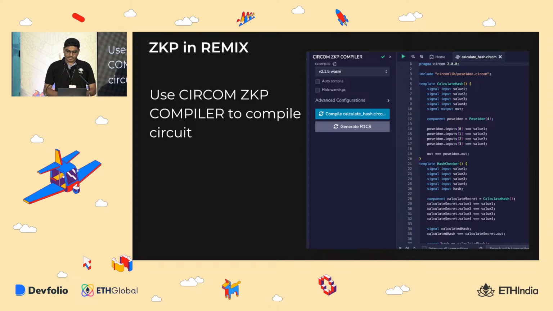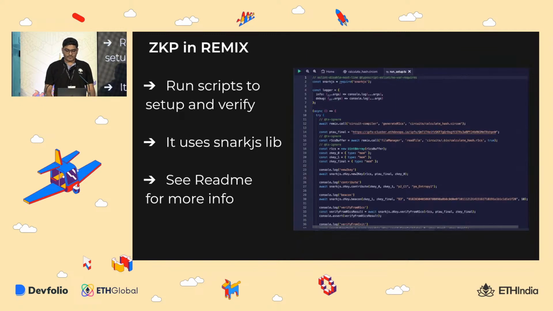To compile these circuits, you will need this ZKP compiler. You can activate it from the plugin manager, or whenever you create a new Circom ZKP template, it will be activated automatically. You can compile that circuit, and then there will be related artifacts in your workspace. You can then run those scripts for setting up this zero knowledge proof process. It basically uses the snarkjs library, and if you create this workspace, its README file contains all the details. You can go through that, and it will give more information.